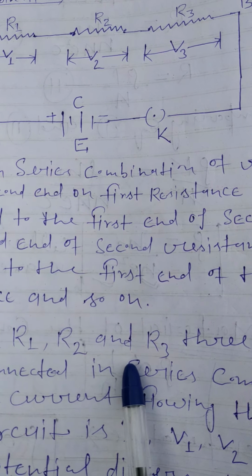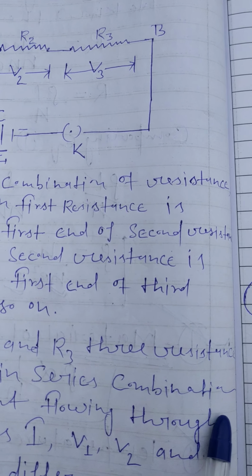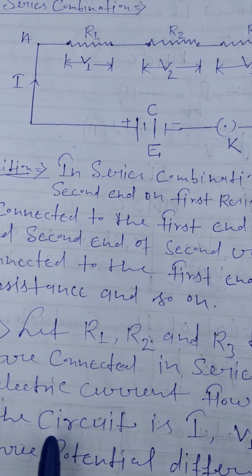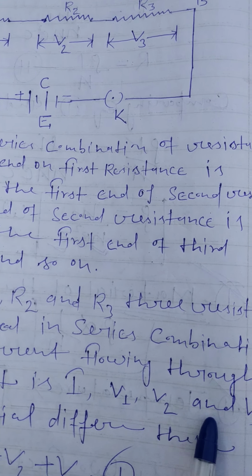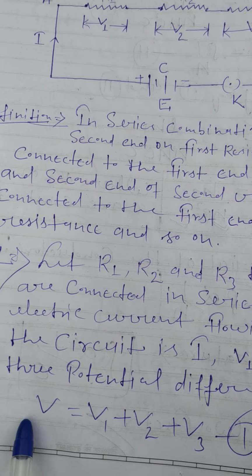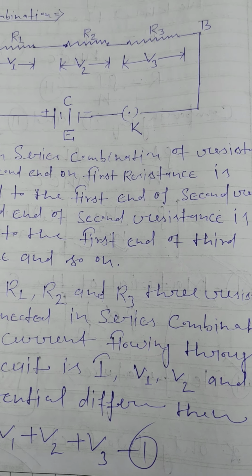Let R1, R2 and R3 three resistances be connected in series combination. Electric current flowing through the circuit is I. V1, V2 and V3 are the three potential differences, then total potential V equals V1 plus V2 plus V3. Equation number 1.